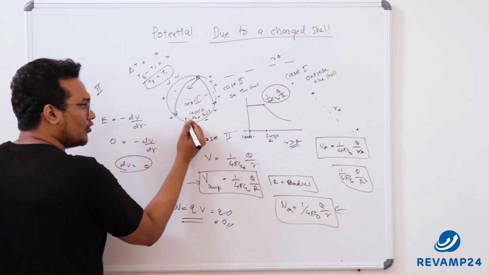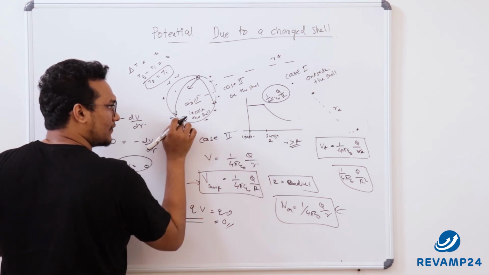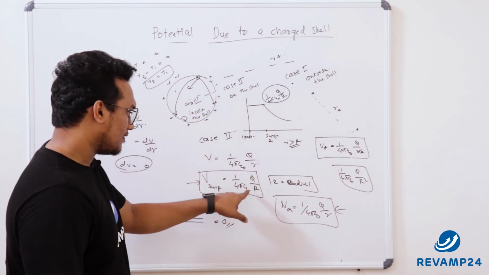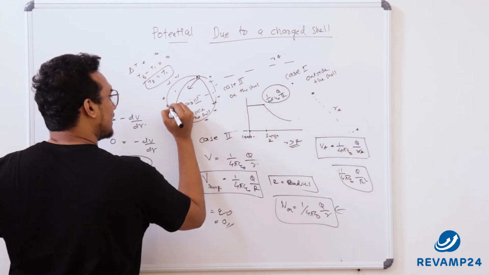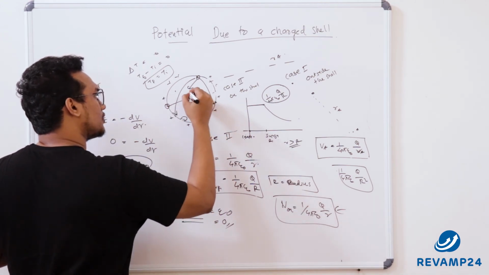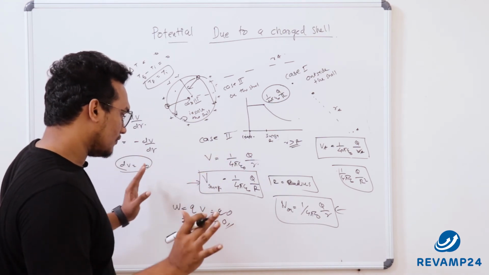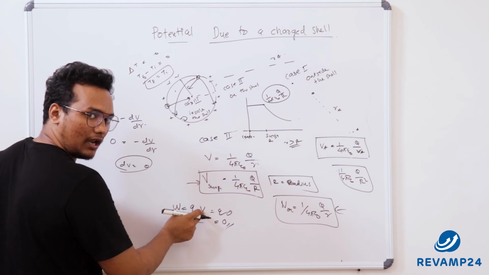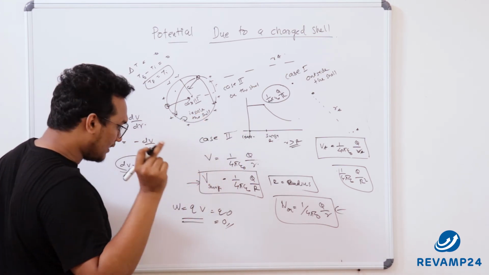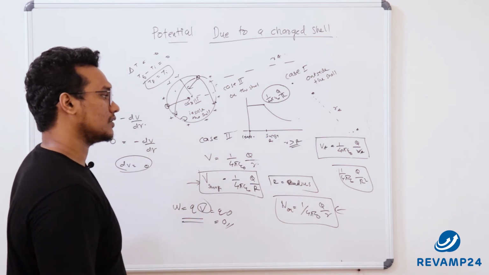Which means if you are moving any charge from one position on the surface to another position on the surface, the work done is 0 because there is no potential change. We have learned it. And even when you are taking a charge from center to outside, the work done is 0 because there is no change in potential. Work done is equal to the change in potential between these 2 points, final minus initial, into the charge we have moved. Here the potential difference becomes 0, so the work done will be 0.